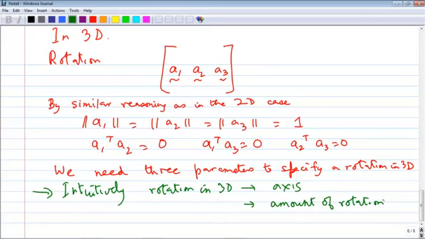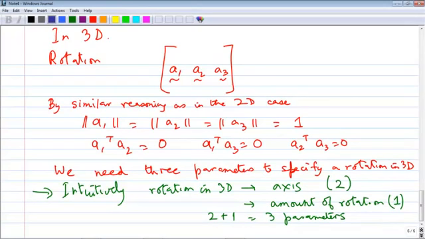So how many degrees of freedom does the axis have? Since the axis is a unit length vector, we need two parameters to specify the axis. The rotation is some angle, so that's 1. So therefore we need 2 plus 1 equals 3 parameters. So that's one way to think about it.